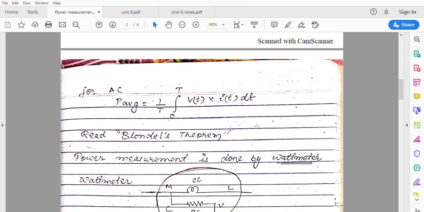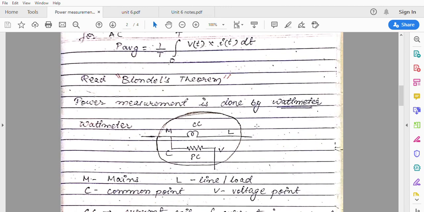Now coming to power measurement, you just read about Blondel's theorem. What Blondel suggested is how power can be measured. For measuring power, we have a device called a wattmeter. Watt is the unit of power and meter means a device to measure something. So a wattmeter will be measuring the power.